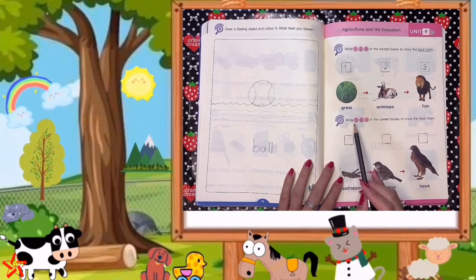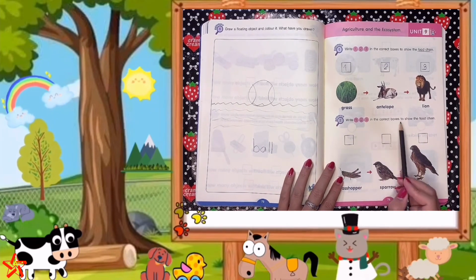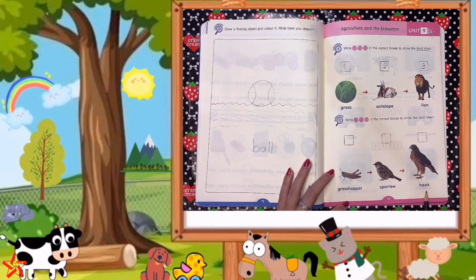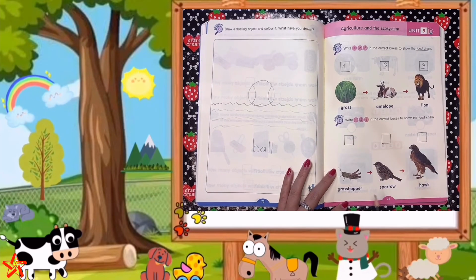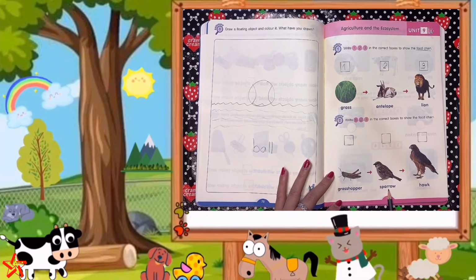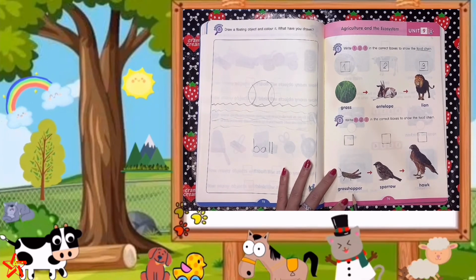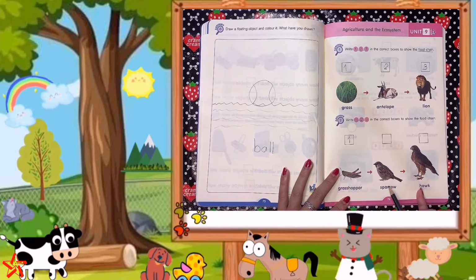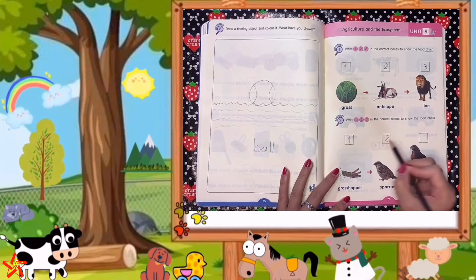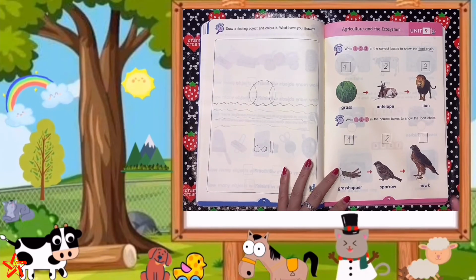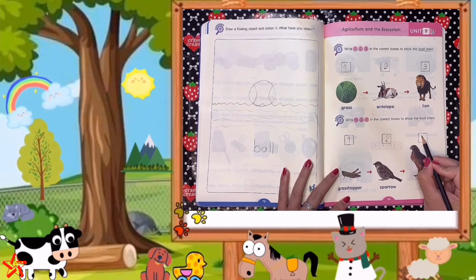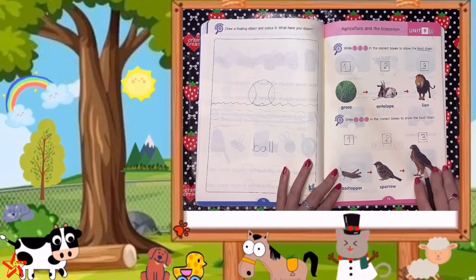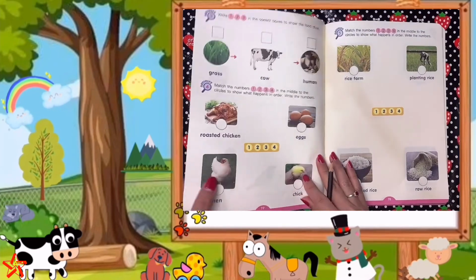Activity number 2, write 1, 2, 3 in the correct boxes to show the food chain. These are the living animals, or the living things, should I say. We have grasshopper, sparrow, and hawk. Of course, number 1 is the grasshopper. And sparrow is number 2. The hawk eats the sparrow. So that would be number 3. When you're done with page 76, proceed to page 77.